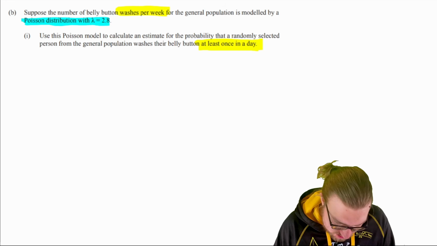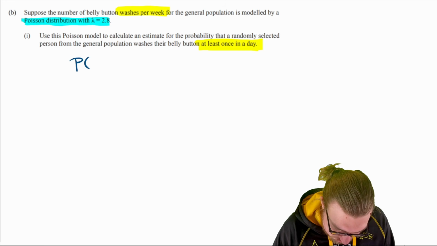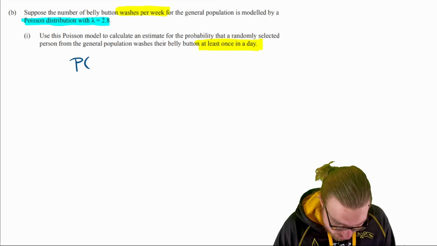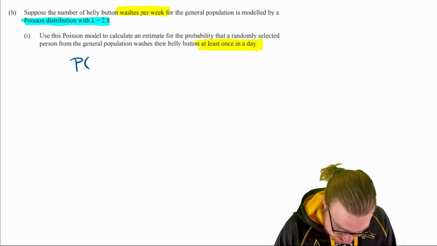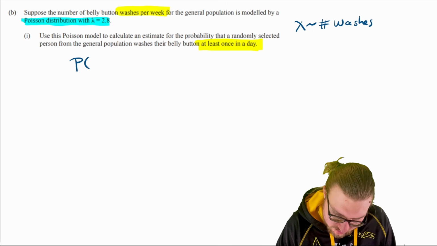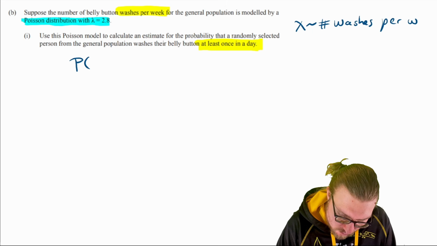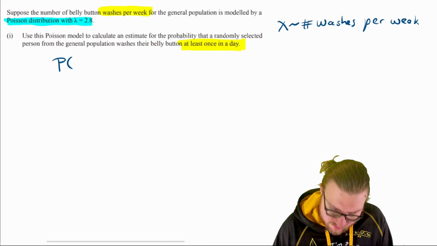So the question wants to know the probability, and now let's have a read through again. The probability that a randomly selected person from the general public washes their belly button at least once a day. So here we have x as our random variable, the number of washes, which is per week.